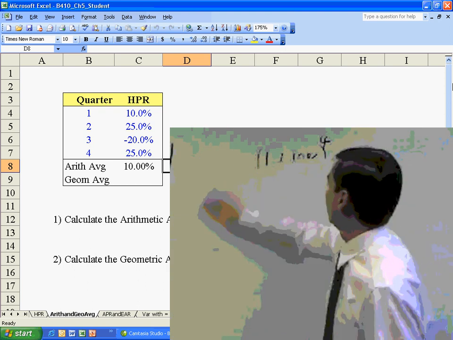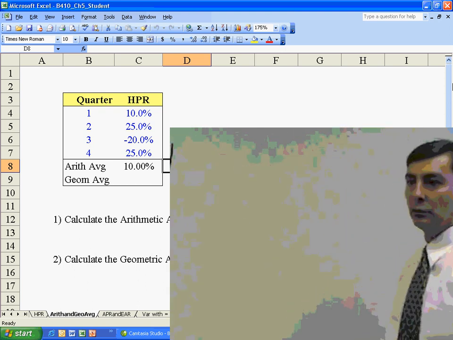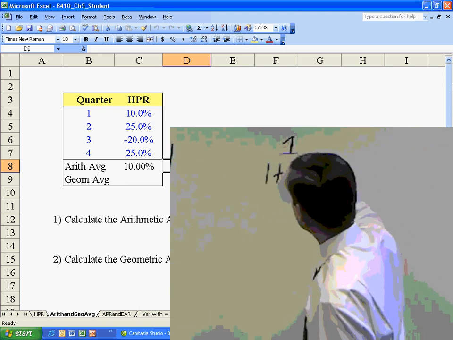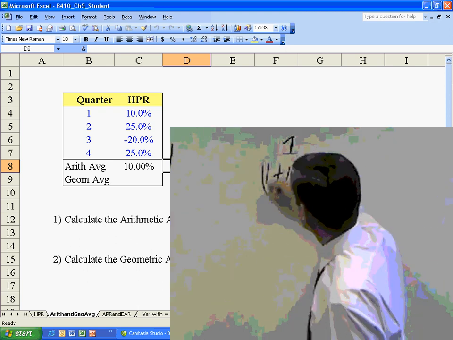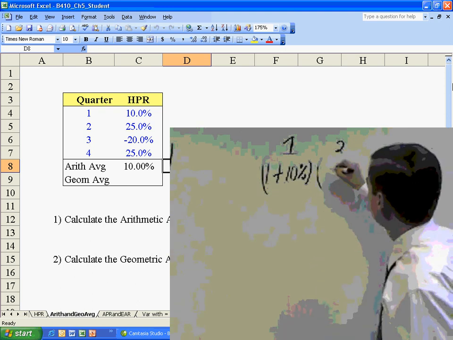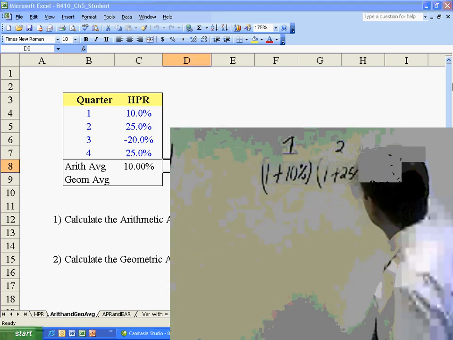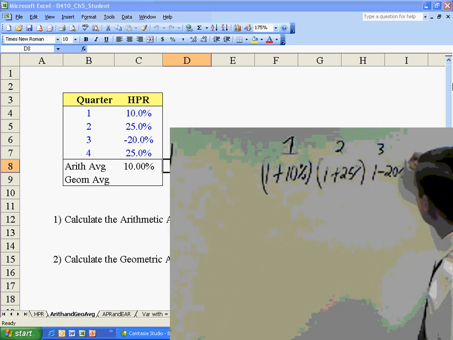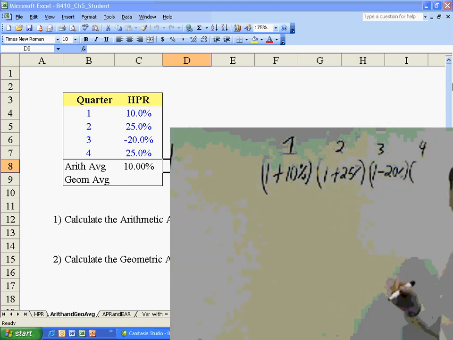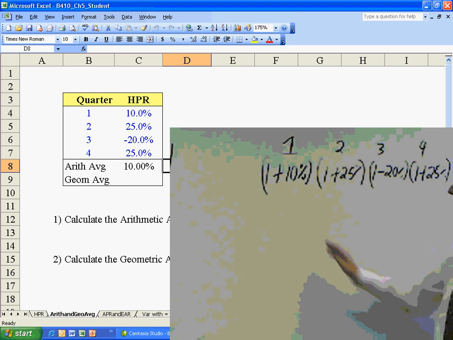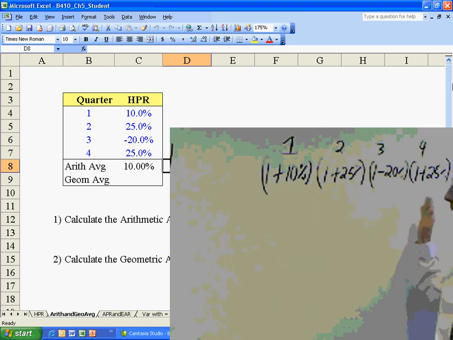In this next formula, where we want to calculate the geometric average, we have the following. In the first quarter here, we have 1 plus 10%. That was the return in the first quarter. In the second quarter, we had a 25% return, so we'll say 1 plus 25%. And in the third quarter, we were down 20%, so we'll say 1 minus 20%. And in the fourth quarter, we were again up 25%, so we'll say 1 plus 25%. That's the same as the example where we said 10% for 4 periods in a row.